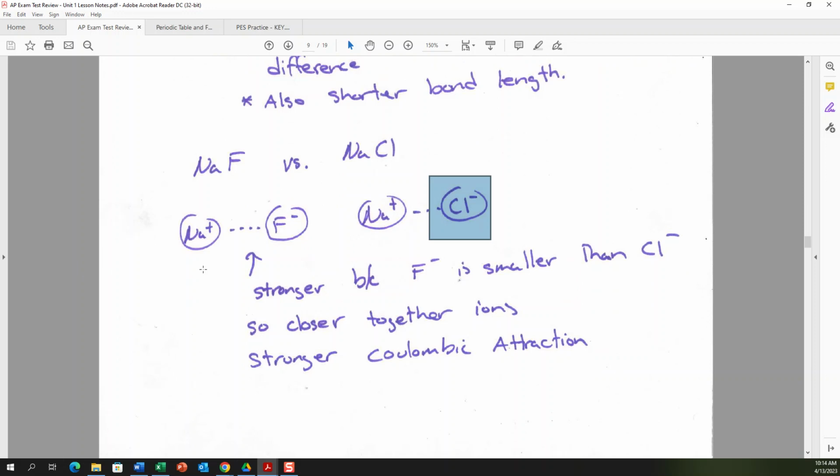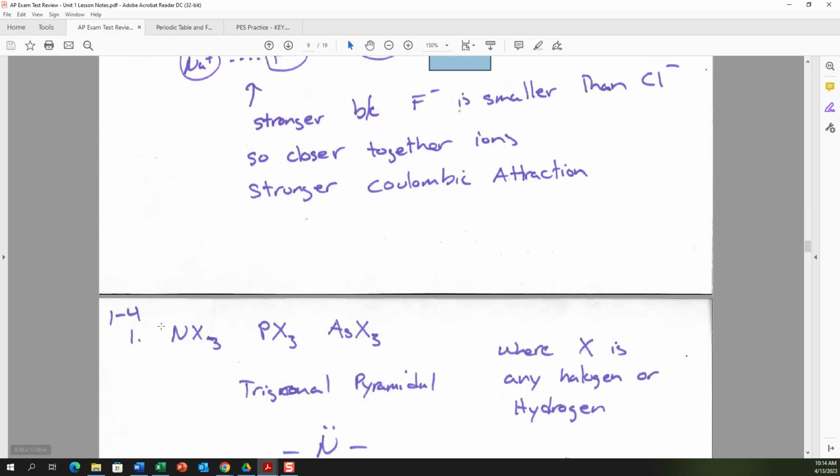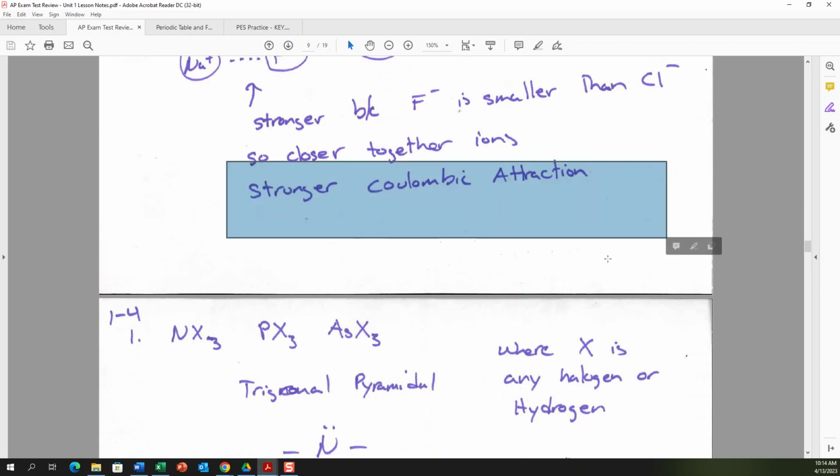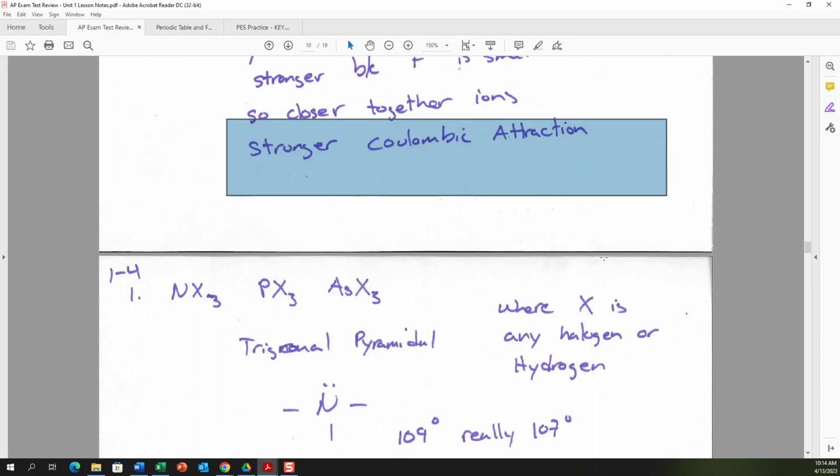So if I was looking at magnesium fluoride versus sodium fluoride, magnesium is slightly smaller than sodium, but also magnesium's 2+, whereas sodium's only 1+, right? So just thinking in terms of ionic compounds, really just want to focus on Coulomb's law, okay?